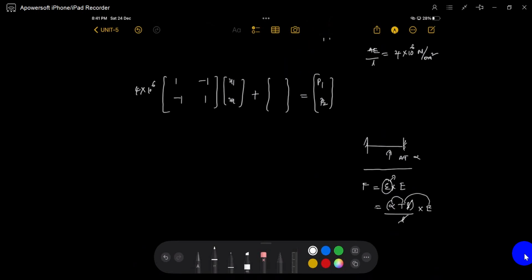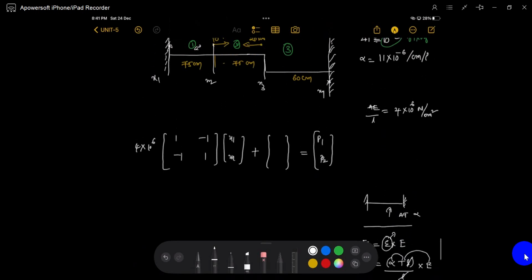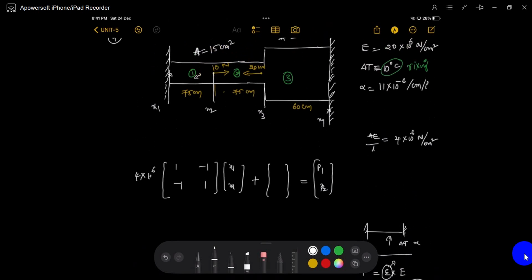So for the first element, how much force do we restrain? Sir, there is no restraint, sir. We allowed it at u2, sir.